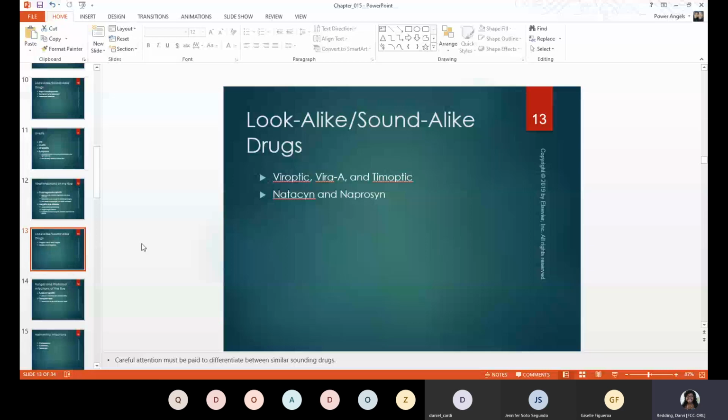Other examples might be Natacyn and Naproxen. They sound the same and even kind of look the same, but they're two different ones. So the Natacyn would be the antibiotic, and Naproxen is actually for pain because it's an analgesic. So remember, when looking at prescriptions and you see the medications written, you want to pay very close attention that you select the right drug when entering the information into the computer database.